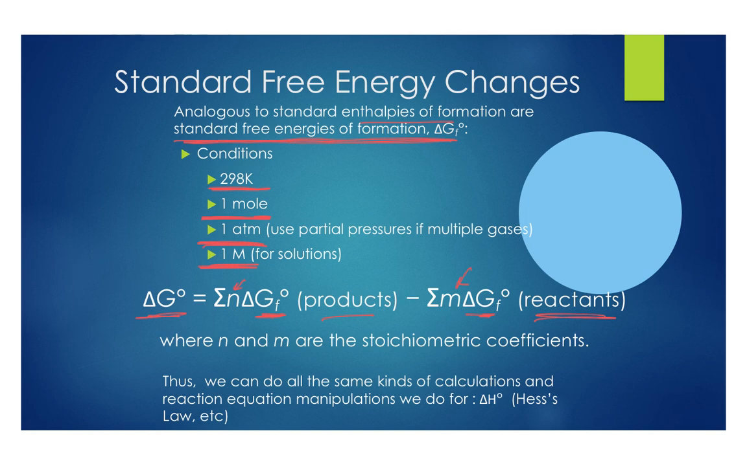Thus we can do the same kinds of calculations and reaction manipulations for delta G as we do for delta H, so anything having to do with Hess's law. If we reverse a formation reaction, we change the sign. If we put multiples of coefficients in front of the formation reaction, we once again multiply whatever the delta G of formation is by that coefficient.